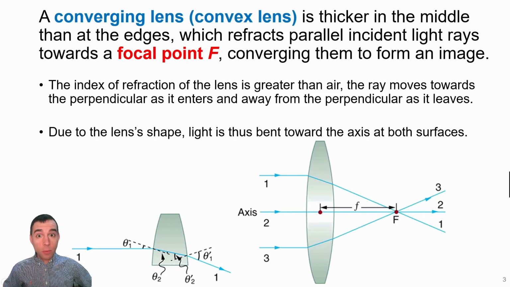This is ultimately a result of refraction, because the index of refraction of the glass in the lens is greater than that of air, causing light to bend. And in fact, when the light enters this lens, on one side of the lens there's one refraction event, and on the other end of the lens there's another refraction event, which ultimately causes all parallel light rays to be bent toward the focal point of the lens.